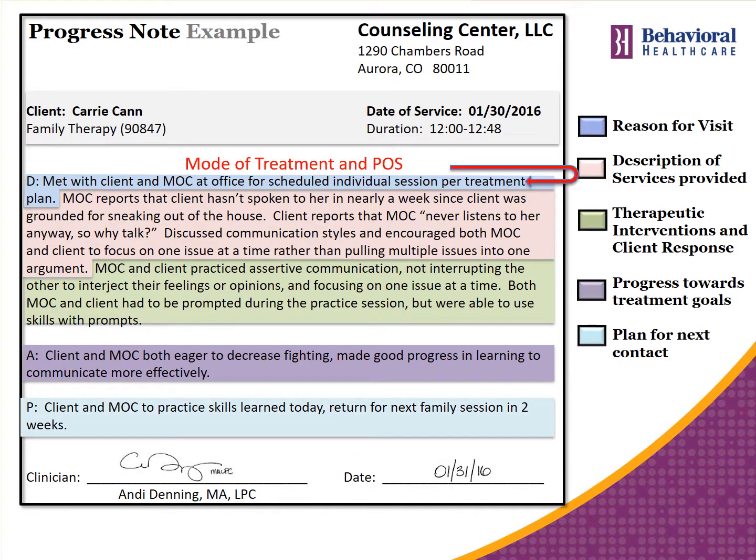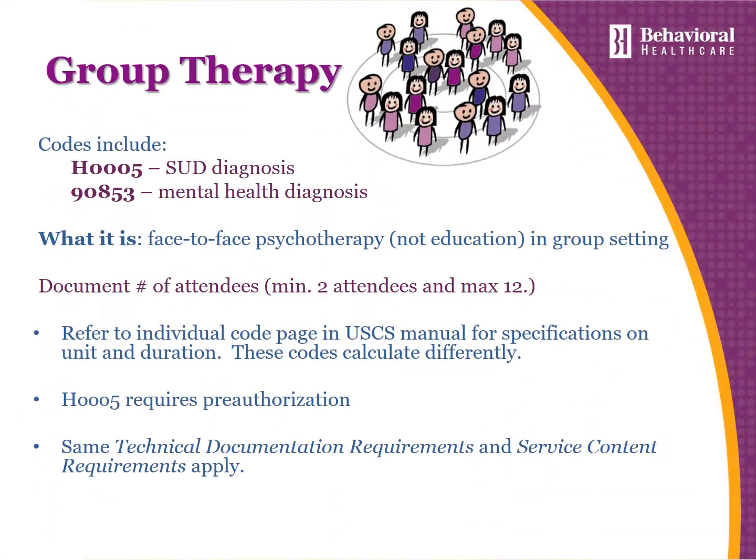Here is another progress note, this time for family therapy. Again, all requirements are documented and the location of information is at the writer's discretion. Group therapy codes are selected based on the client's diagnosis. H0005 is specific to primary SEG diagnoses. This code requires pre-authorization.